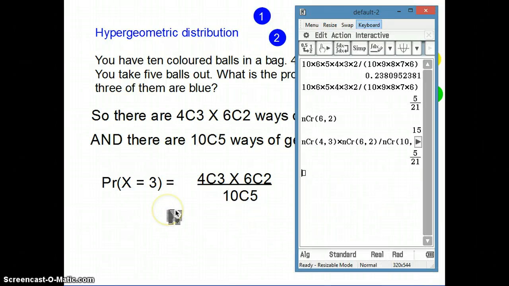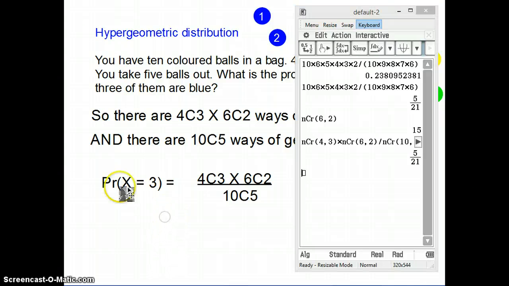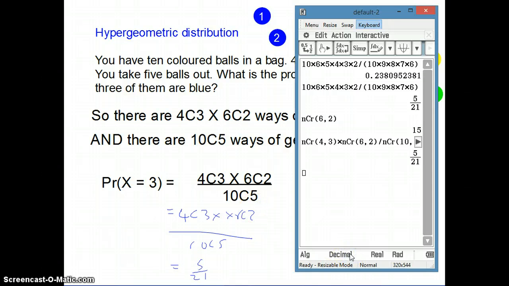We'll just add that now. So we have 4 choose 3 times 6 choose 2 over 10 choose 5 is 5 out of 21. We can change that to a decimal if we wanted. I think it was about 23.81% would be the probability of that happening. So exactly the same answer as before.